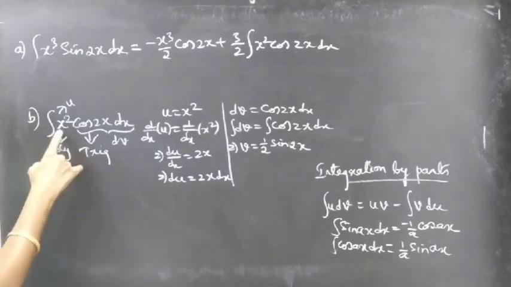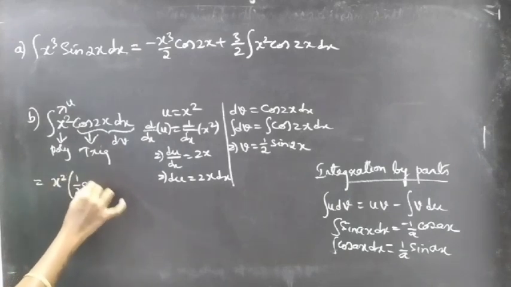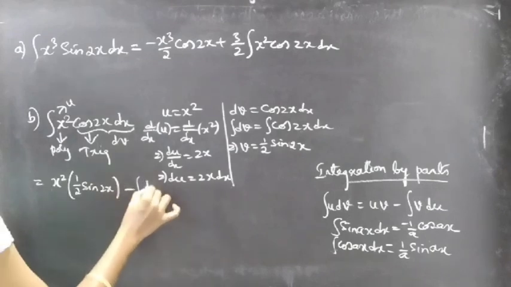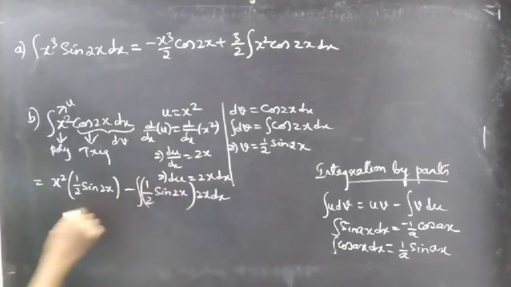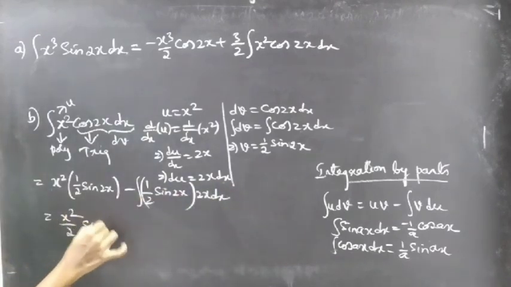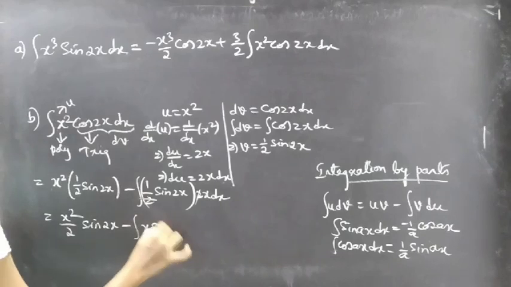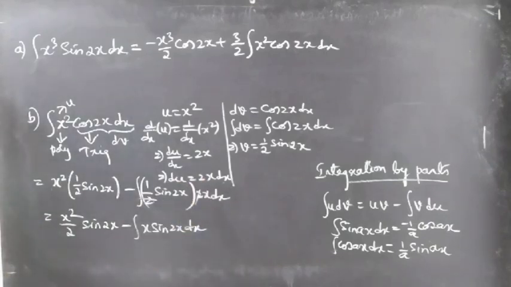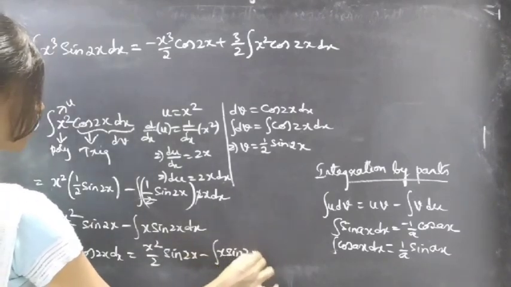Now apply the formula, integral u dv equal to u into v minus integral v into du, 2x dx. This gives us x square by 2 sin 2x minus, right, the constant. So here we can cancel 2, right? We'll get integral x sin 2x dx. Now we got integral x square cos 2x dx equals x square by 2 sin 2x minus integral x sin 2x dx, right?